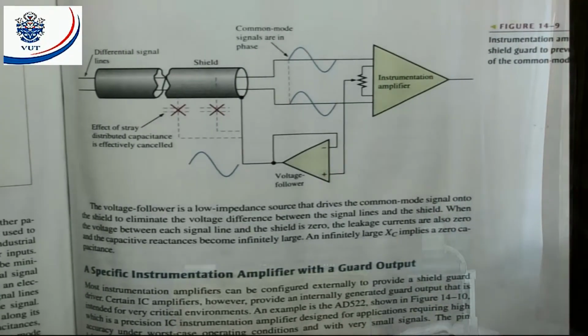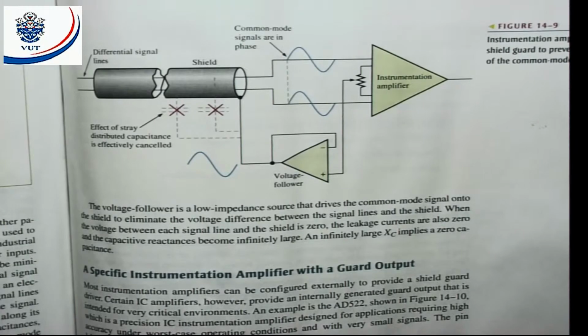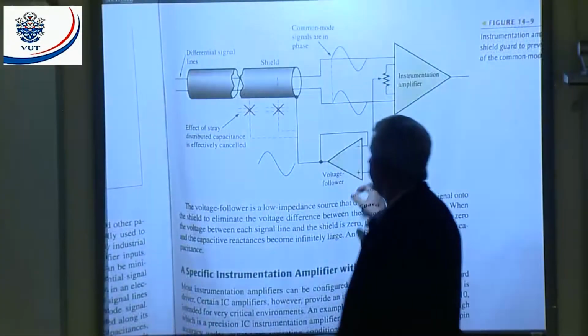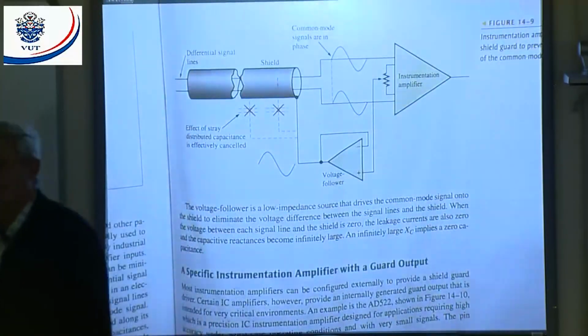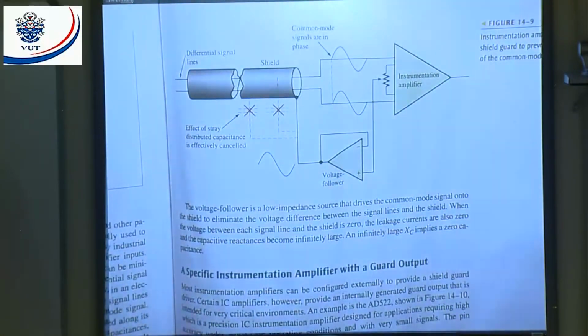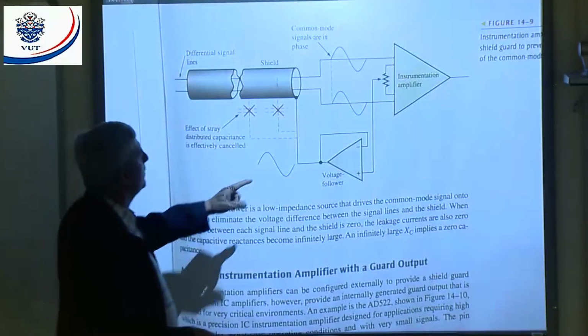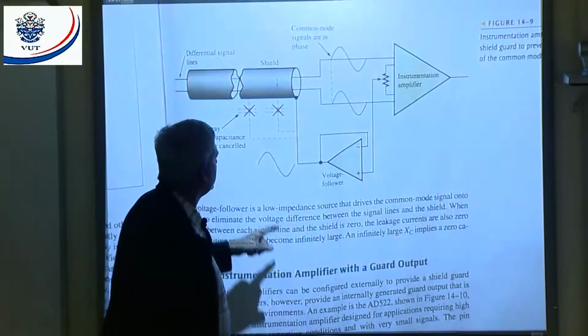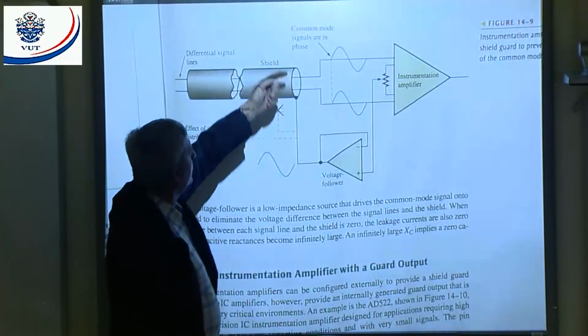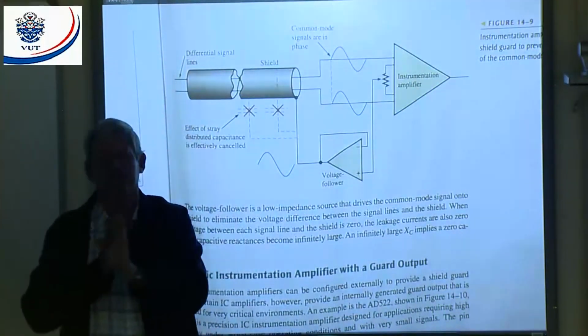Here they apply shield guard. Now we know the characteristics of a voltage follower. What's the characteristics of a voltage follower? It's got very high input impedance, very low output impedance, and unity gain. Now we put a voltage follower in here, and we make it adjustable, and by doing that, we can get these common mode signals 100% in phase.